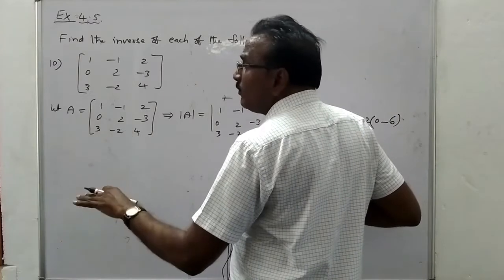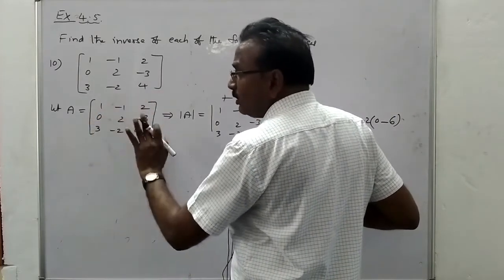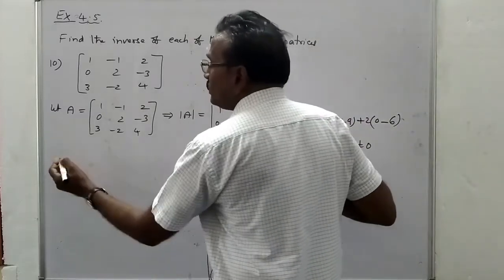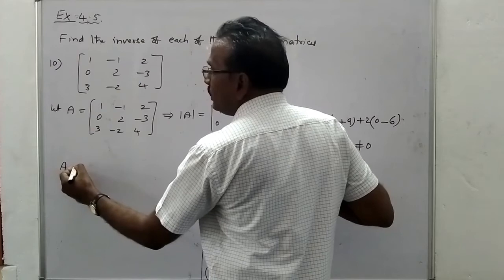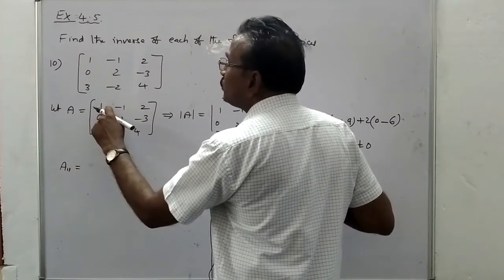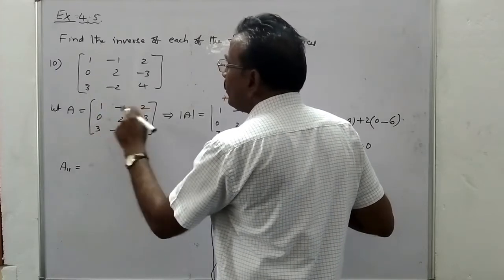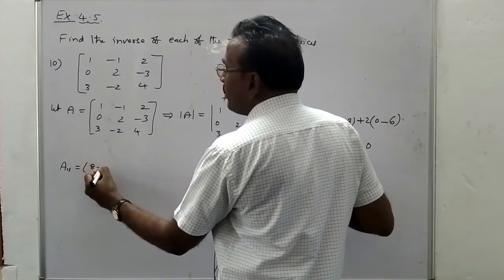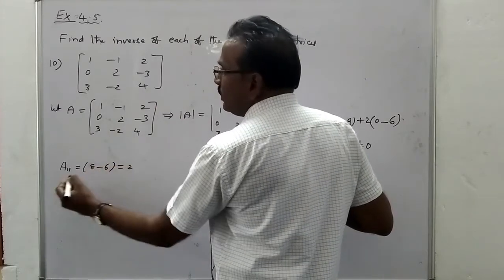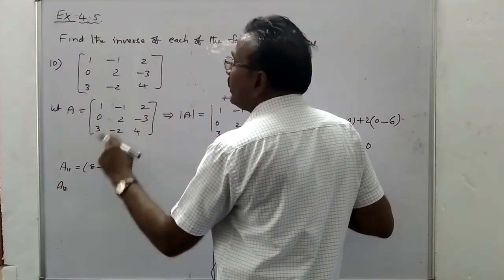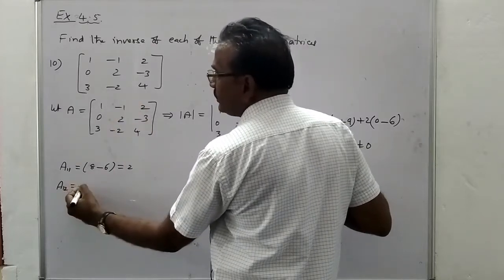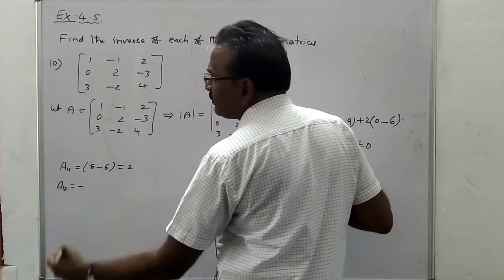Next, how to find adjoint of A? To find the adjoint of a matrix of order 3, we need to find the cofactors of each and every element. So first find the cofactors. A11 sign is plus, the cofactor of the first row first column element. Delete first row and first column, determinant of remaining 4 elements, that is 8 minus of plus 6, that is 2. Next, A12, cofactor of first row second column element. Sign is minus. Alternating signs: plus minus plus minus plus minus.